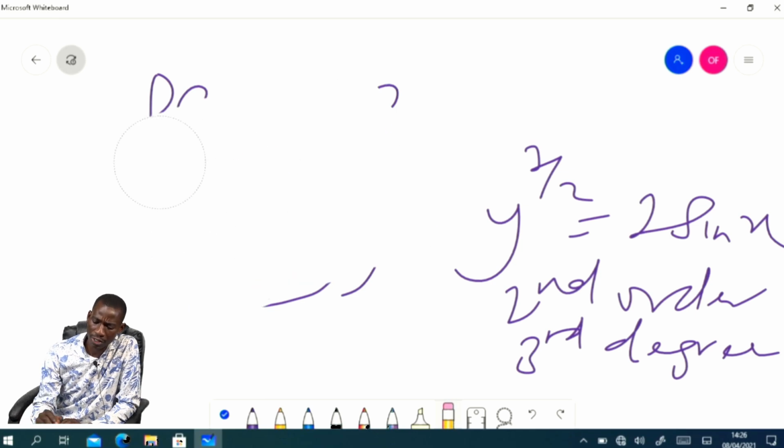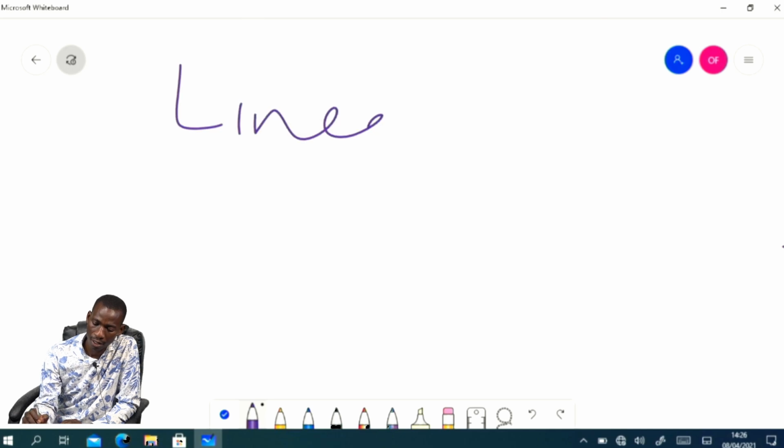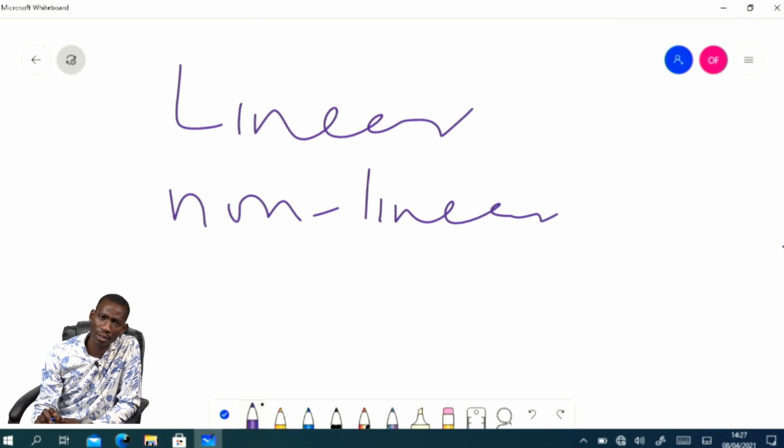We still have another terminology we want to discuss briefly, and that is the classification of a DE. Any ordinary differential equation can be classified into two. It can either be linear or non-linear. How do you know when it is linear and when it is non-linear? A differential equation is said to be linear if both the dependent and independent variables occur to the first degree only, and there is no product of the dependent variable and or its derivatives.